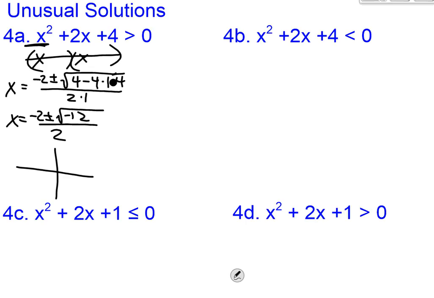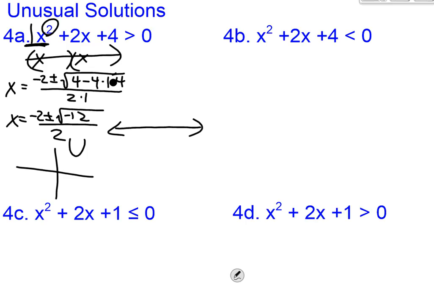So since it does not cross the x-axis and the leading coefficient is 1 and it's x squared, we know that it's going to be some kind of a parabola. We don't know where that parabola is going to be along here, and we don't care, because all we care about is the fact that there is no real 0, and that it's going to be above that all the time. So when is this going to be greater than 0? Well, it's always going to be greater than 0.